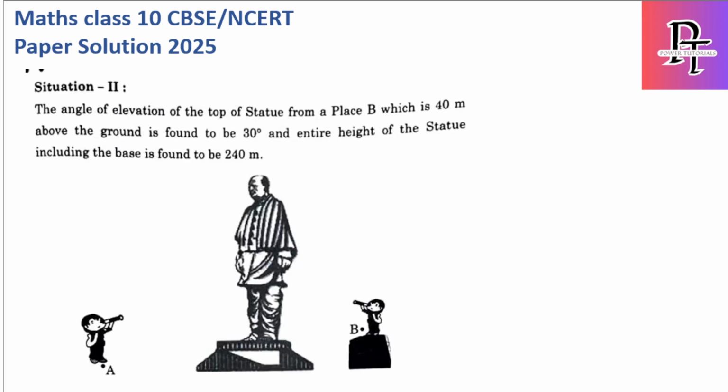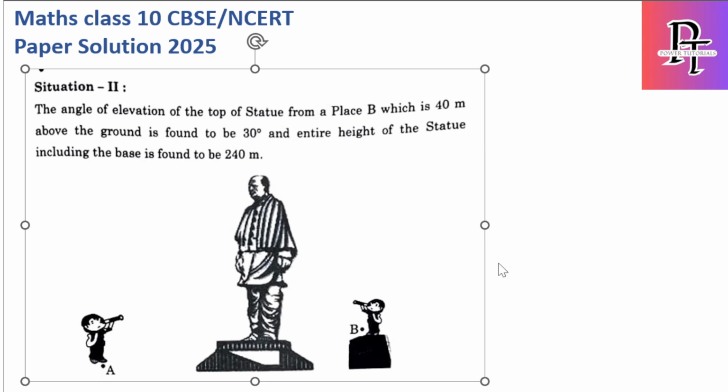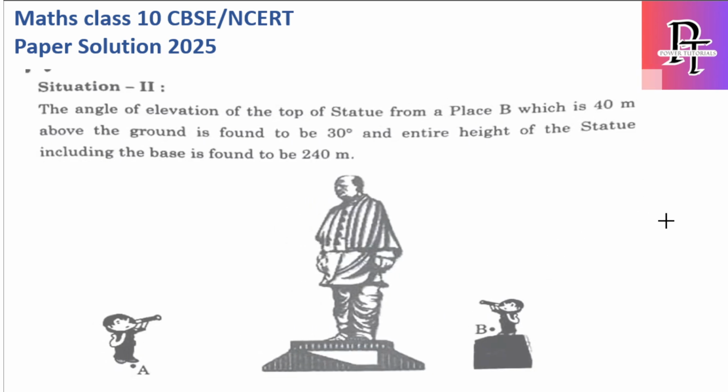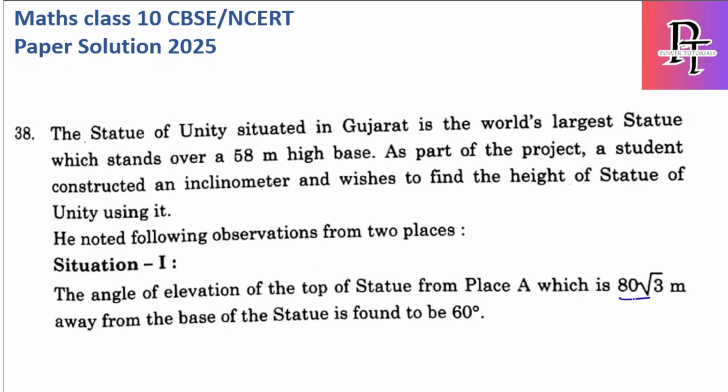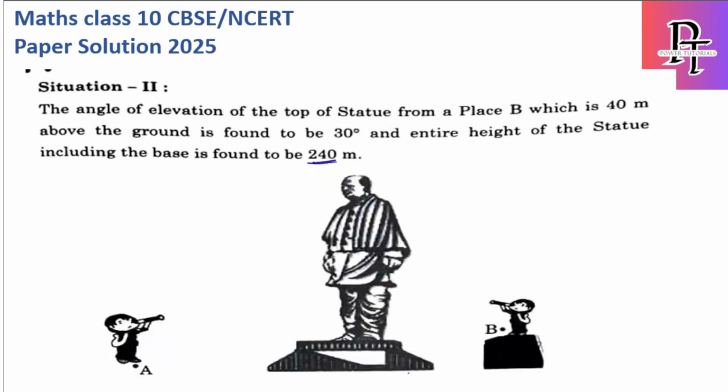And then what is situation 2? The angle of elevation of the top of statue from place B, which is 40 meters above the ground, is found to be 30 degrees, and the entire height of the statue including the base is found to be 240. So in situation B, we don't know the distance, but we know the height. In situation A, we know the distance, but we don't know the height. Okay, so these two we have to consider. Let's see what they are asking in the question.